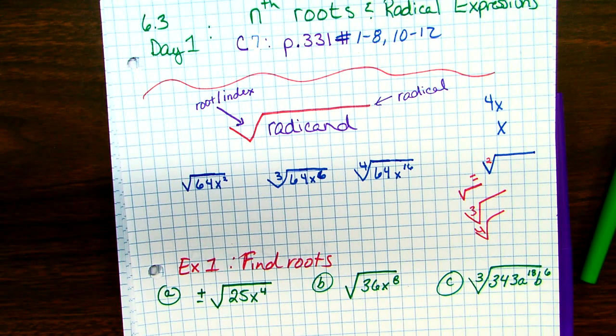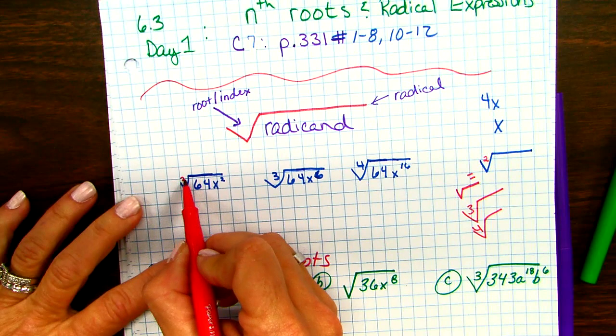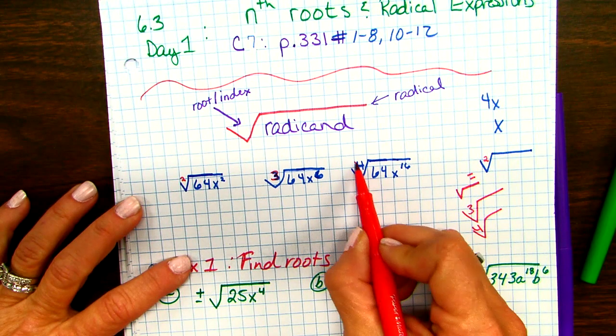We're going to, why did I write those there? I'm looking at my notes and I'm looking at that. Oh, I think I was just giving examples. Okay, yeah, this is a square root. This is a 3rd root. This is a 4th root.